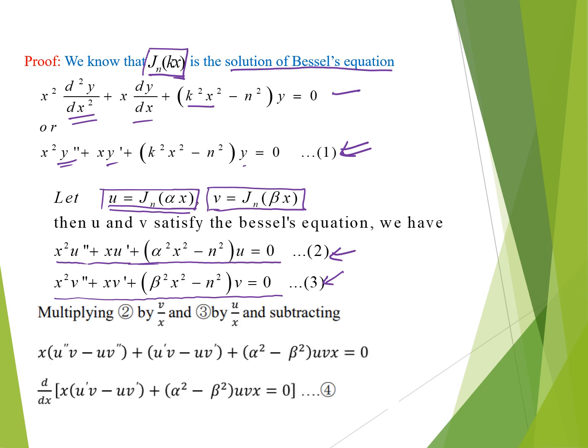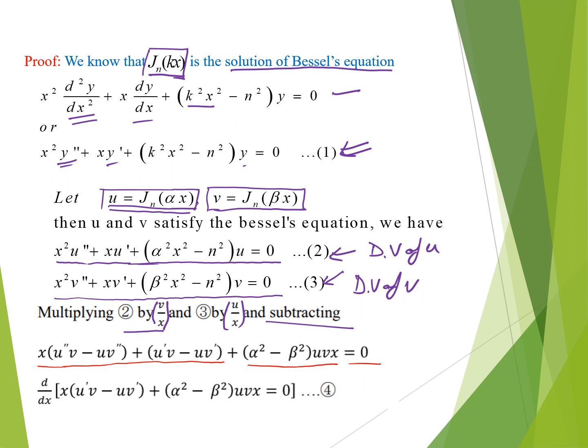Now multiplying equation 2 by v by x, since equation 2 has the dependent variable u, this equation 2 is multiplied with v by x, and similarly equation 3, which has the dependent variable v, is multiplied by u by x, and we subtract. We get x times u double dash v minus u v double dash, plus u dash v minus u v dash, plus alpha square minus beta square u v x is equal to 0.